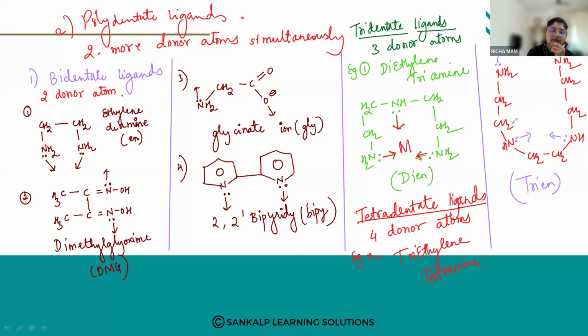Is it clear? So what is bidentate, what is tridentate, and what is tetradentate? Is it clear up to here? Yes, ma'am. Okay. So please note down the structures: examples for bidentate, what is an example of tridentate, and what is an example of tetradentate ligands. So let me clear this.